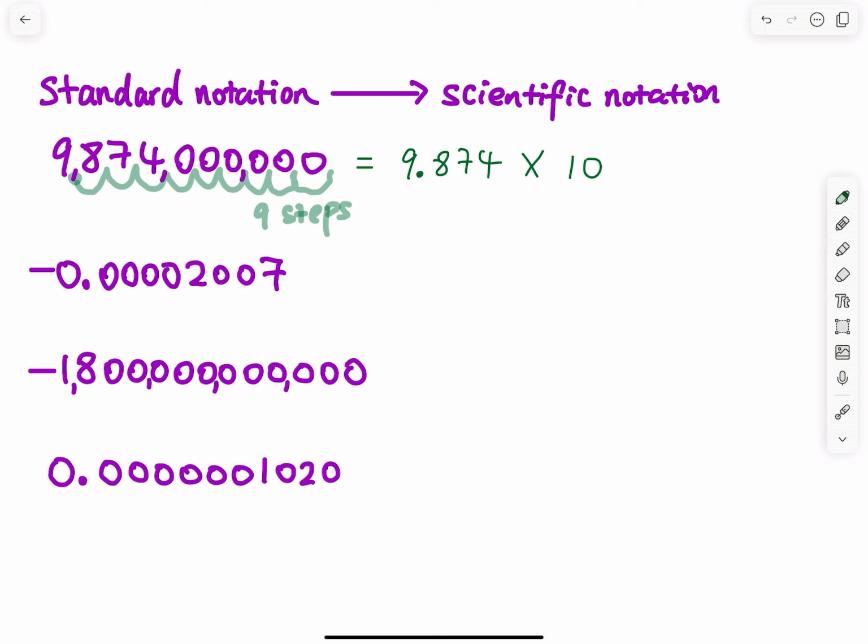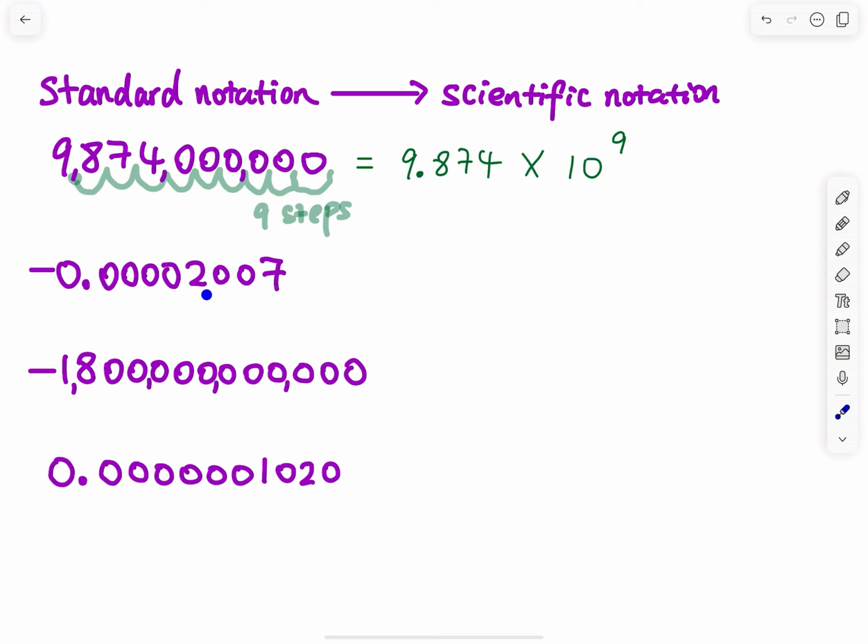From 9.874 to a bigger number, you have to use a positive exponent, 10 raised to the 9 power. That means you are moving this decimal point 9 steps to the right. If you put a negative 9, that means you are making this number smaller. You take this decimal and move it 9 steps to the left if you are using a negative exponent.